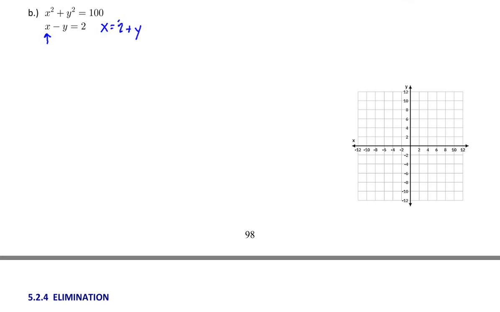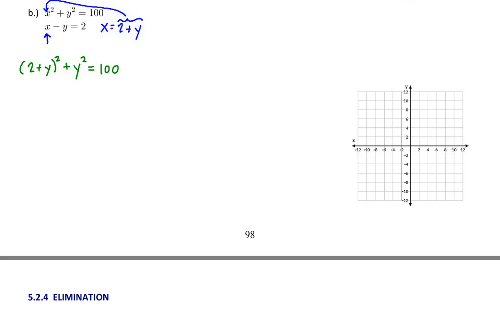And then we can take that information for x, plug it into the other equation, make sure you go to the other equation where we see the x. So replacing the x in equation 1, we have (2 plus y) quantity squared, and then the rest of the equation has y squared plus y squared equals 100. So that gives us one equation in one variable. This, of course, is a quadratic equation.